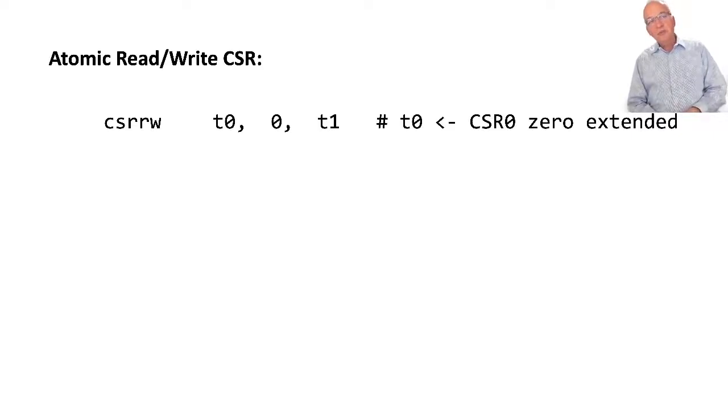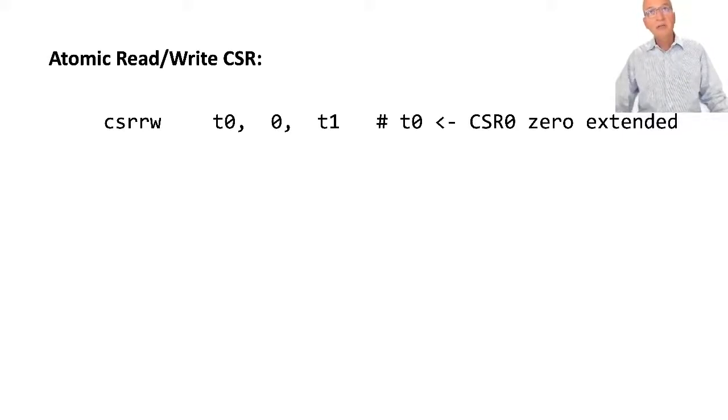It has the specification of 2 registers. In this case, we are using T0 and T1, and the number of a control status register. In this case, the control status register specified is control status register 0. And what this instruction is going to do are 2 things that are going to happen at the same time, atomically. The first thing is that the value in the control status register will be 0 extended to the size of T0. In some implementations of the RISC V architecture, those 2 registers will have the same size. In other implementations, they will not.